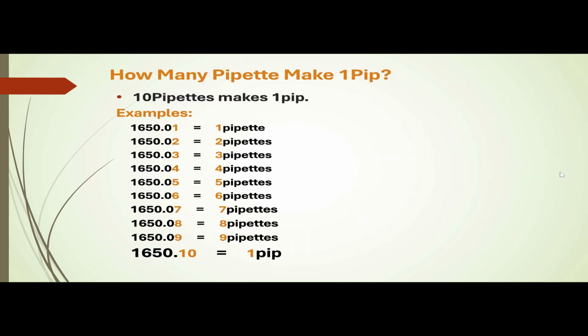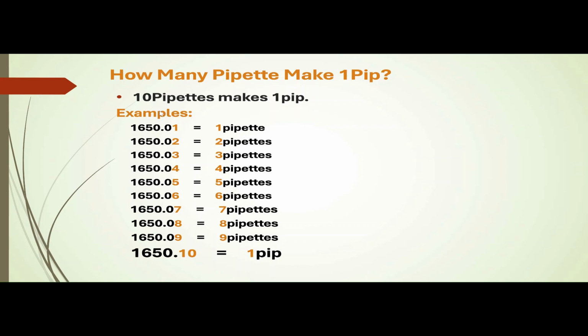Now let's look at the next example. How many pipettes make one pip? 10 pipettes make one pip. Let's count together. First we have 1650.01. Look at the last digit, the one written in gold. That represents the pipette. The pip is the first figure after the decimal point, while the pipette is the second figure after the decimal point.